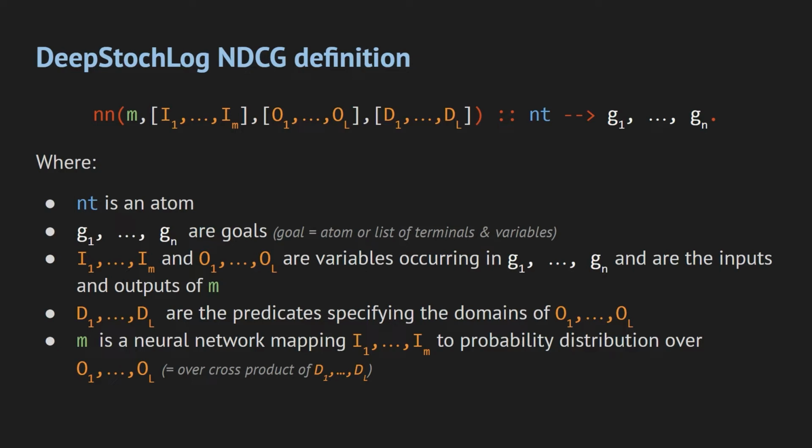So these neural definite clause grammars are the main power behind DeepStochLog. Due to its simple semantic for calculating probabilities, it allows us to solve many neural-symbolic tasks very efficiently.